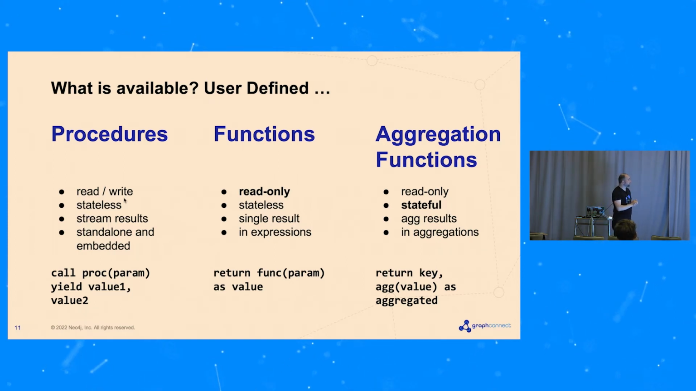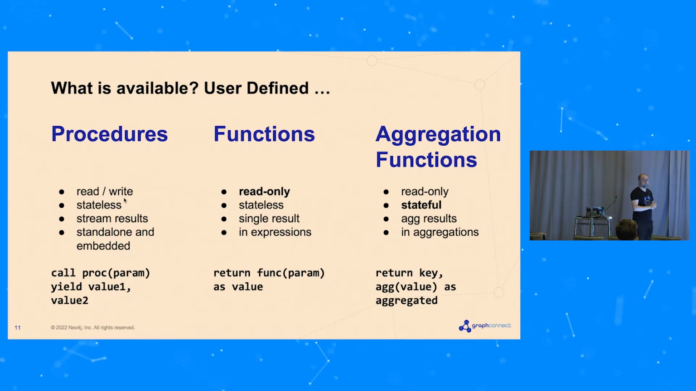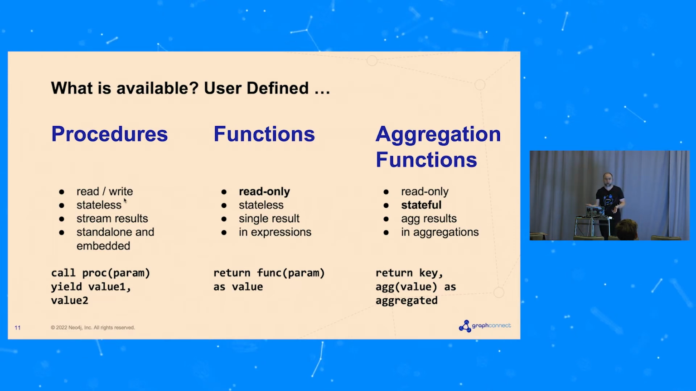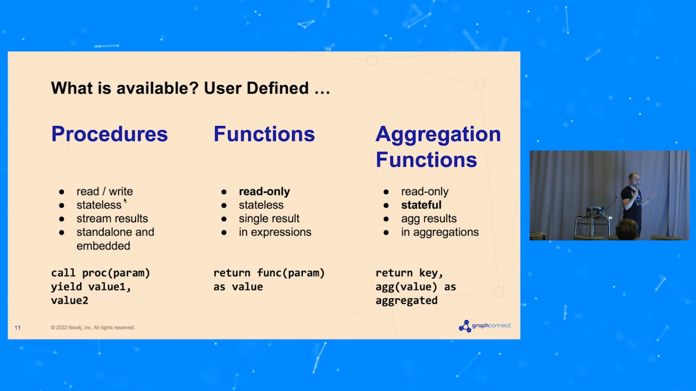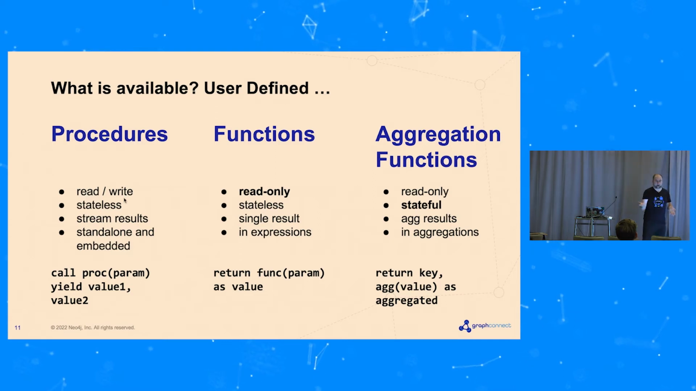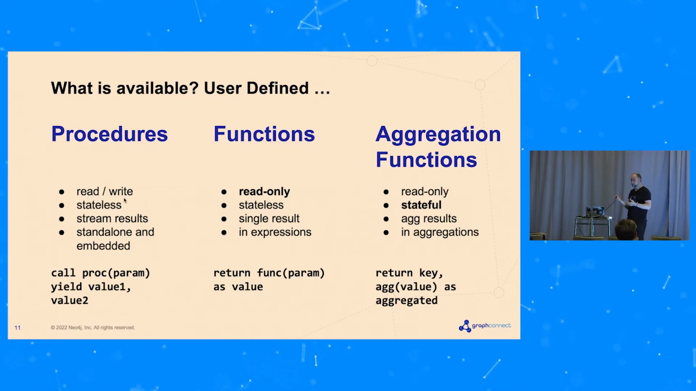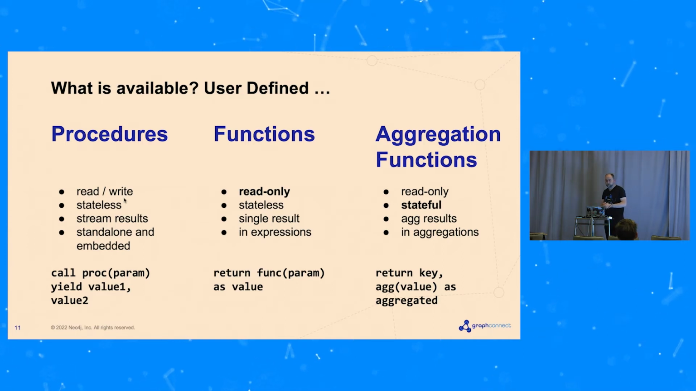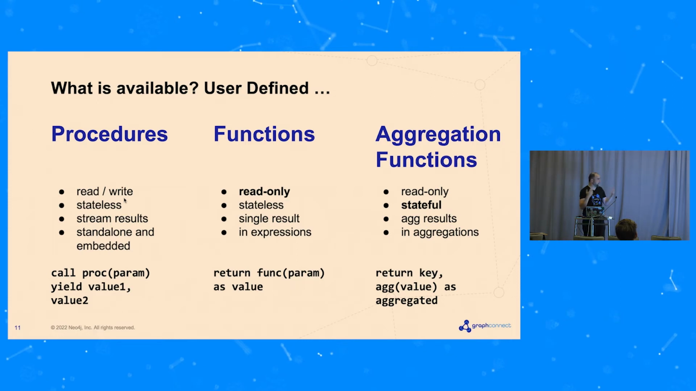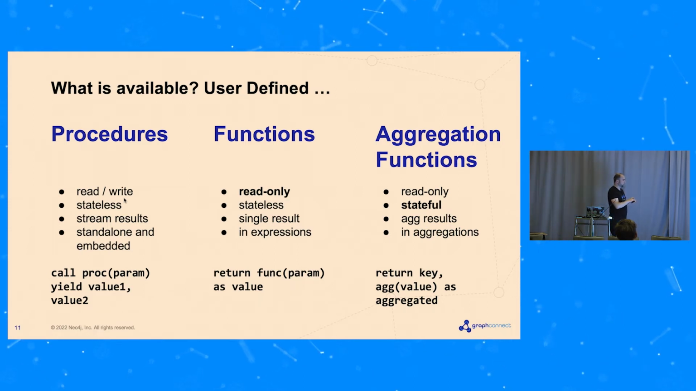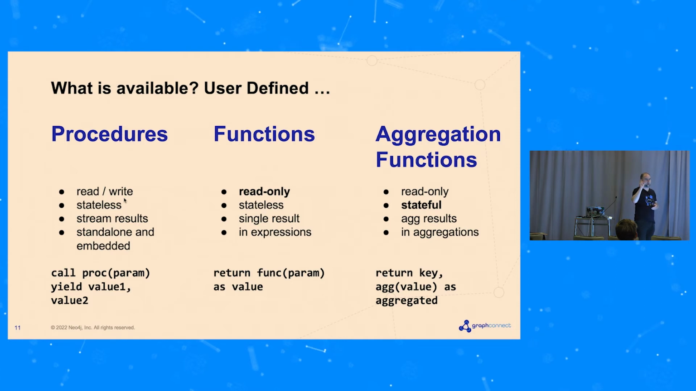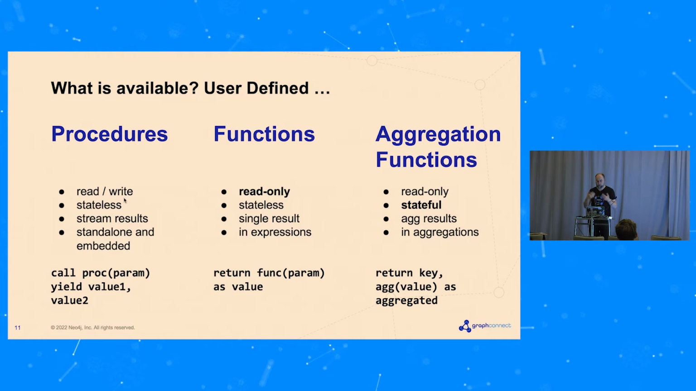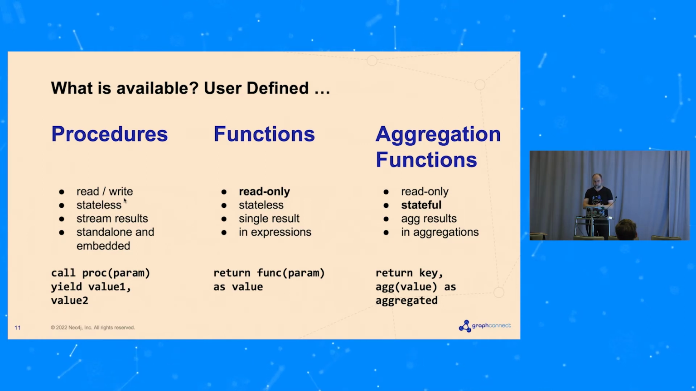Right. Next one is functions. Functions are like the lightweight cousins of procedures, because a function is called everywhere where you can have an expression in Cypher. They are read-only, so they can't write to the database. Again, they're stateless, and they have a single result. While a procedure can produce a stream of results, a function has only one single result. But you can use them anywhere, right? No matter if it's a predicate, something that creates data, or something that filters data. Everywhere where an expression is allowed, you can use a function.